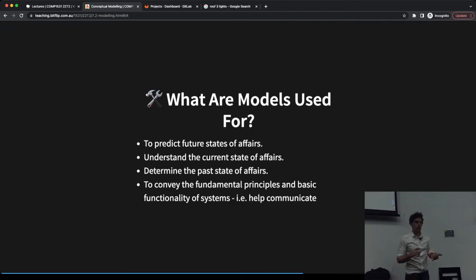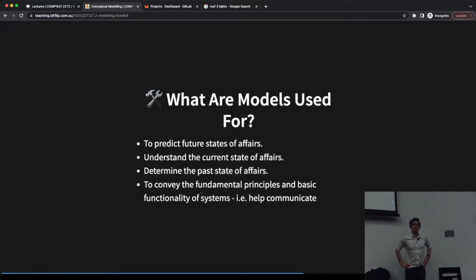So, what are models used for? Fairly intuitive. They're used to predict the future, like climate change models, we're all going to be underwater and all that stuff. They help understand the current state of affairs. Who watches the evening doomsday financial news? Anyone do that? Where old white people get up and say, today Coca-Cola went down 6% and everyone's going to lose their house next month and stuff like that.